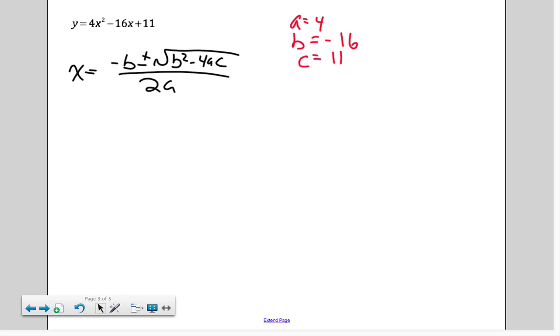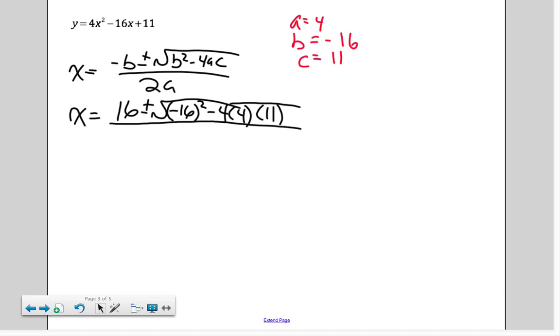Just plug in these numbers. X equals, so b is negative 16, so negative of a negative is just 16, right? Plus or minus the square root of, what's b squared? Well, I'm just going to put negative 16 squared minus 4, what's the value of a? 4, what's the value of c? Wait, why is it just 16? The negative negates the negative. All over 2 times a, which is 4.